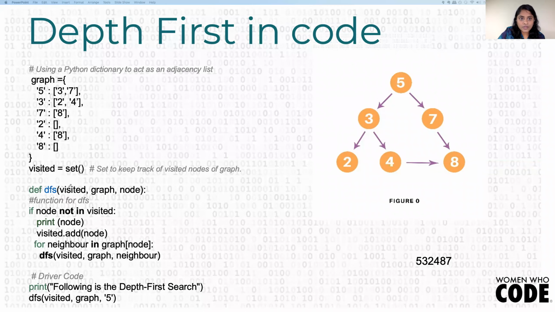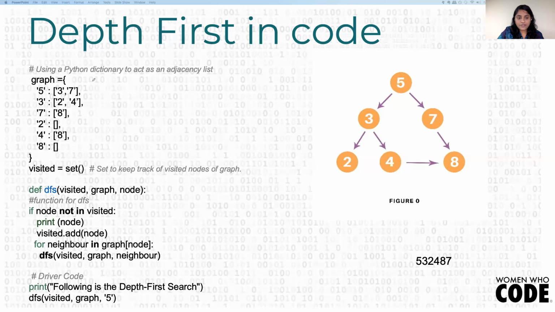So this is the code for depth first search. Here is a graph, and there's no starting node here, so for reference, I have it as 5. You have 3 and 7 as the neighbors of 5, and that is represented here. Every node and the neighbors associated with those nodes. So 5 has neighbors 3 and 7. And 3 has 2 and 4, 7 has 8, and 2 has nothing, and 4 has just 8, and 8 has nothing.